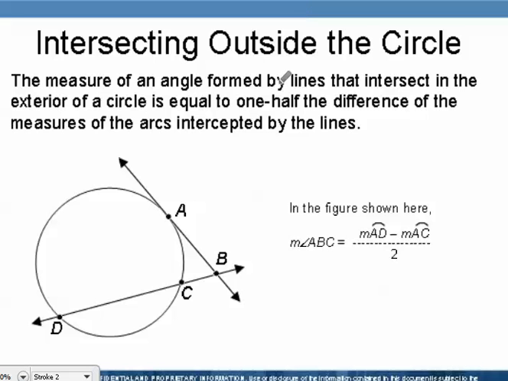So what happens when the chords intersect outside the circle? Well, wait a second, that makes them secants, doesn't it? Because now they're not just line segments, they're a line going through here. That's a secant, and that's a tangent. A secant and a tangent here, right? What they're telling you is that if you take the arc AD, this one over here, and subtract this one over here from it, and divide by 2, that's what the measure of this angle is going to be. So we're going to subtract them this time because they're outside. We added when they were inside. We're subtracting when they're outside.